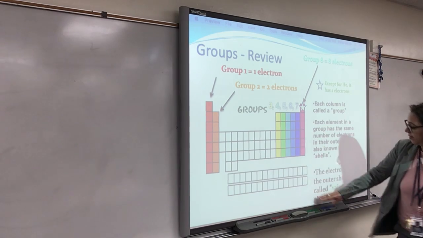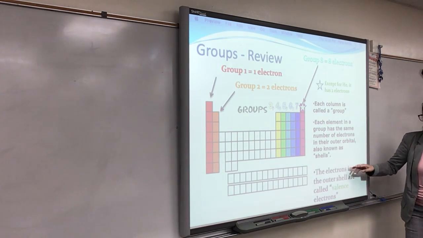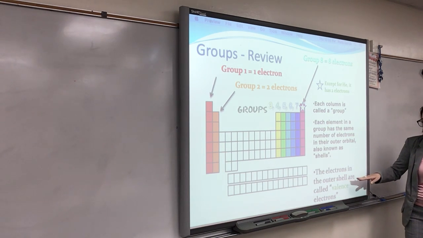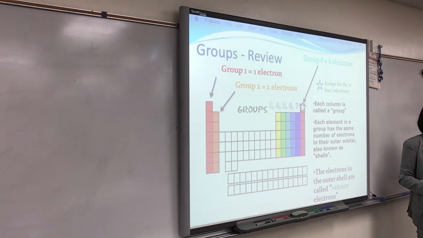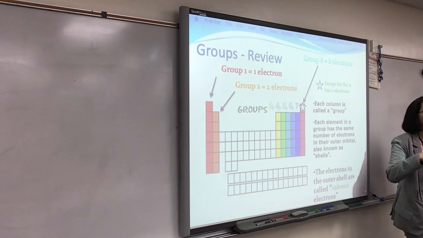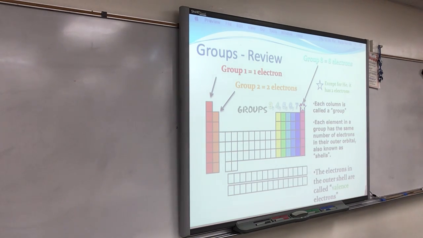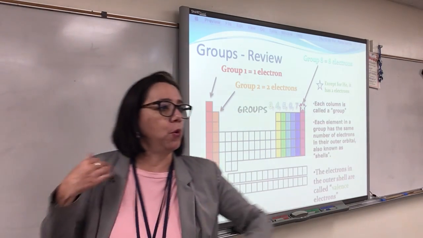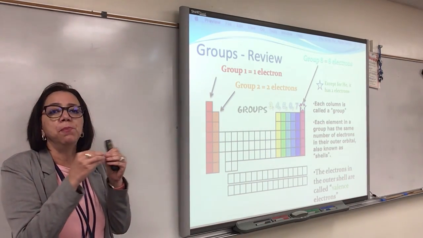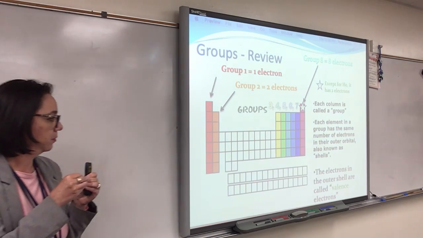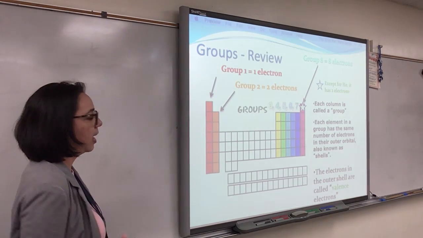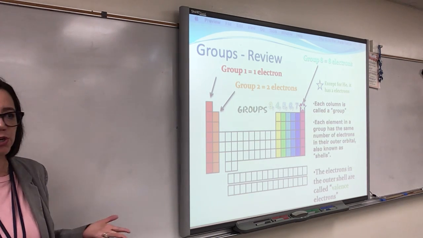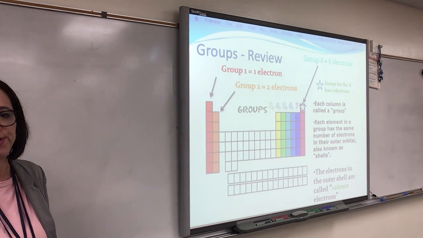And write this one down. The electrons in the outer shell are called valence electrons. I'm going to explain what the outer shell means. When we work with the Bohr diagram, you're going to see how they're linked together. The electrons in the outer shell are the valence electrons. It doesn't mean that the rest of the electrons don't exist. They exist, but they're in a different shell.